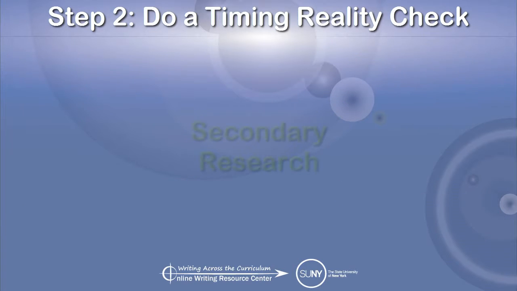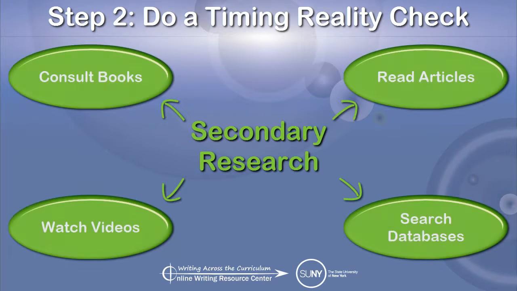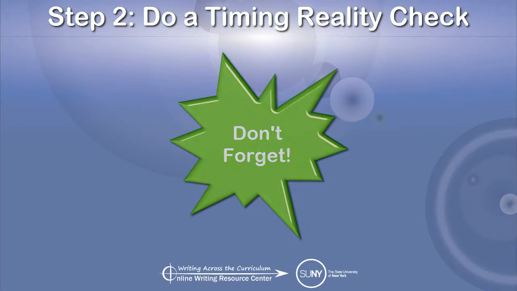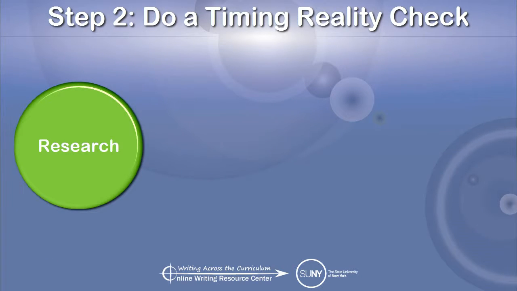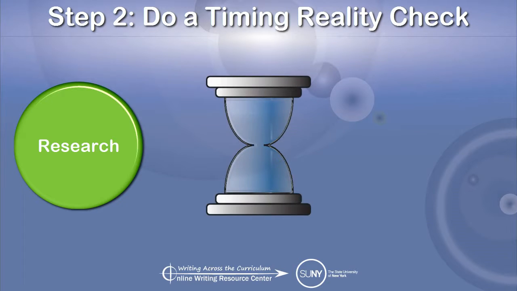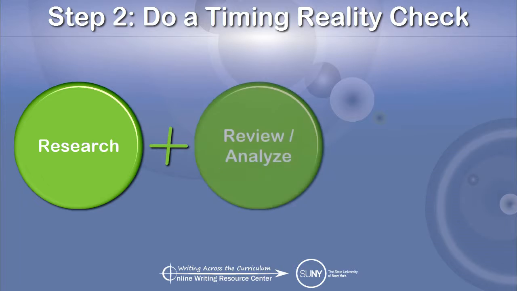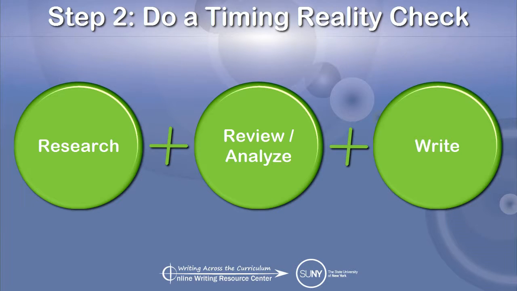Even when a topic will rely on secondary rather than primary research, you should still begin researching as soon as possible, in case it becomes necessary to request a book or article that is not locally available. While you are planning, don't forget that research is only the first stage of the assignment. When you are calculating your time requirements, you must factor in the amount of time it will take to review and analyze all of your research, as well as how long it will take to write your paper or report.